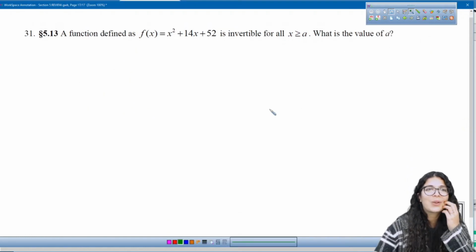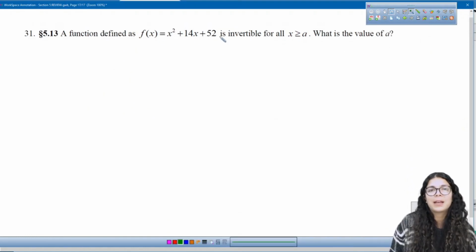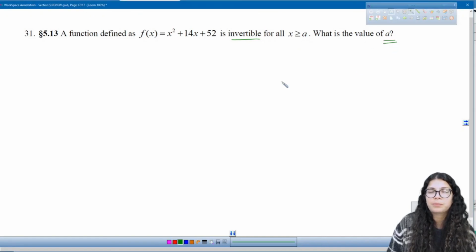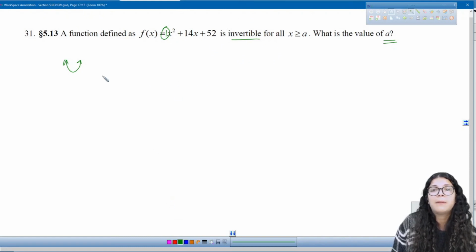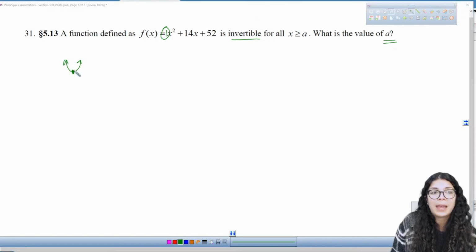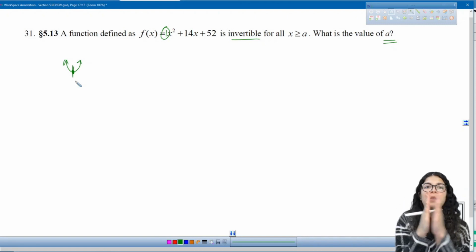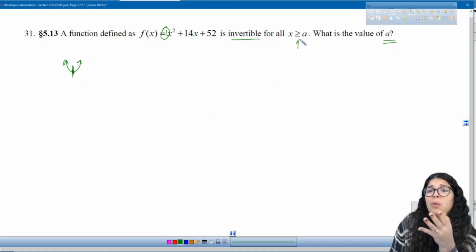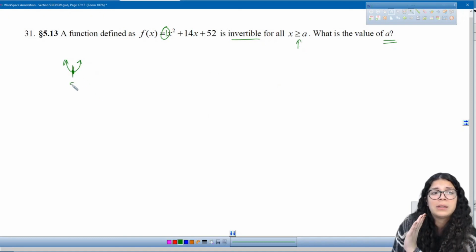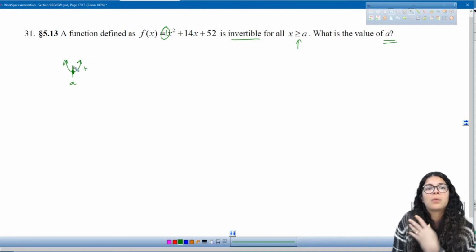All right, last question. A function is defined as f of x is invertible for all x that is greater than or equal to a. What is that a value? So we have a parabola. This is an upward facing parabola because the a value is positive. All that they're saying is this is going to be invertible for some x values greater than or equal to a. That a value is the vertex, right? The x value of the vertex, because we only want to use half of the graph. In this case, they're saying to use the right side, right? When x is greater than or equal to this a value, right? So you're using the right side.